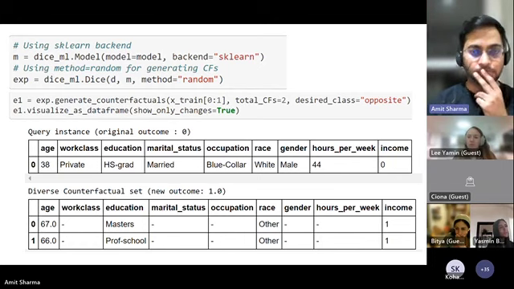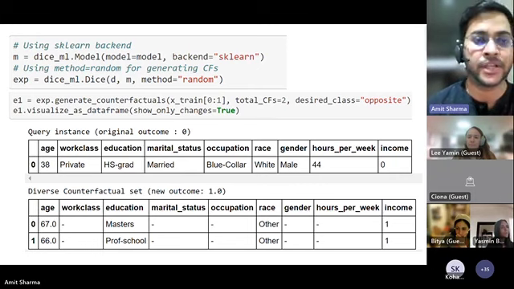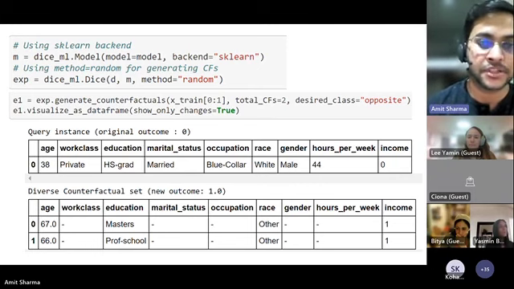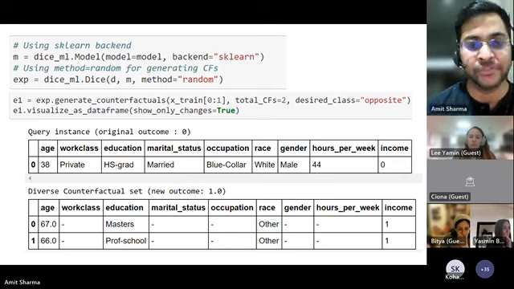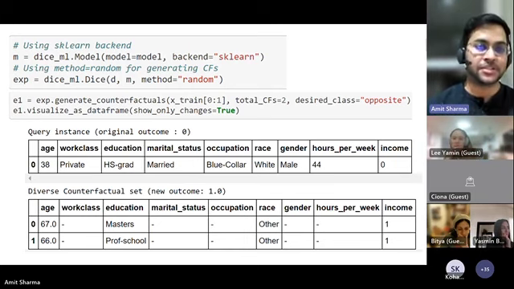So here, for example, I can say that I only want 2 counterfactuals. My desired class is opposite. And for the same dataset, can you show me examples? And so that's what this model does. It again tells you things like maybe education and race matter, right? And so you can play with this a couple of times to try to understand what the model really is doing.